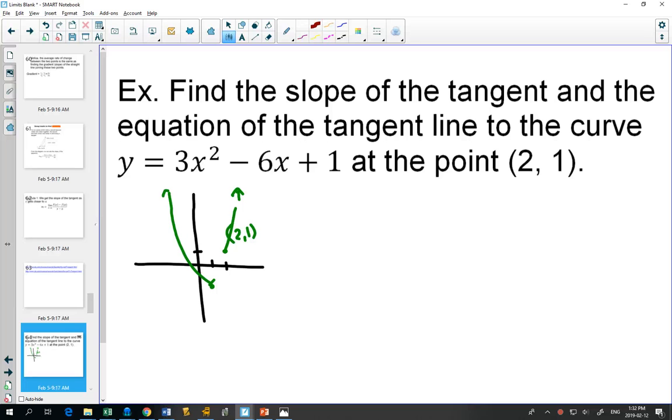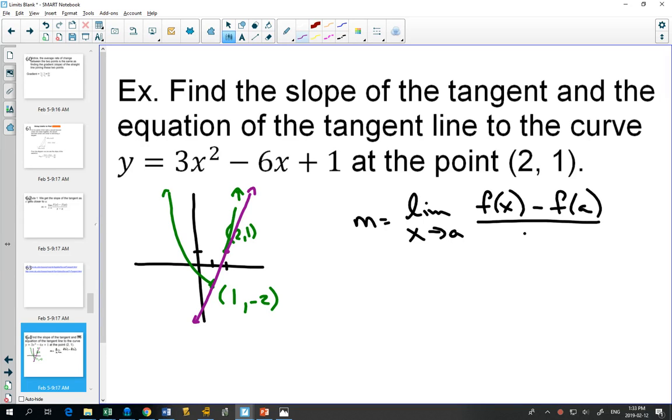With a vertex at 1, -2. There's our parabola. What we want to do is find, at this point, the slope of this tangent line and what the equation of that tangent line is. And we're going to use formula number 1, which says our slope of our tangent line is going to be the limit as x approaches a of f of x minus f of a over x minus a.